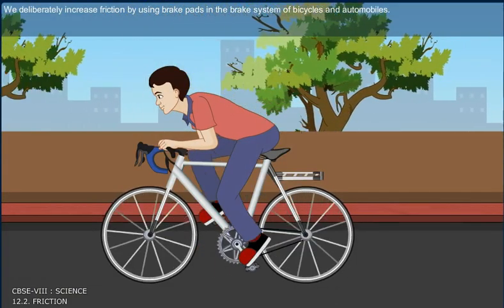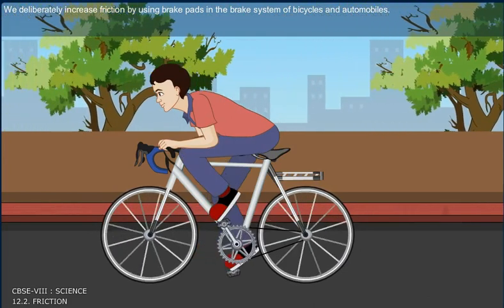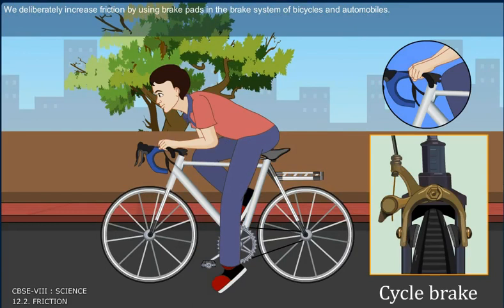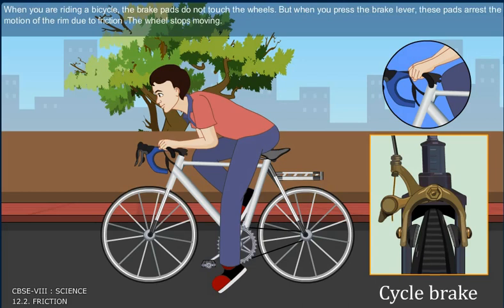We deliberately increase friction by using brake pads in the brake system of bicycles and automobiles. When you are riding a bicycle, the brake pads do not touch the wheels, but when you press the brake lever, these pads arrest the motion of the rim due to friction. The wheel stops moving.